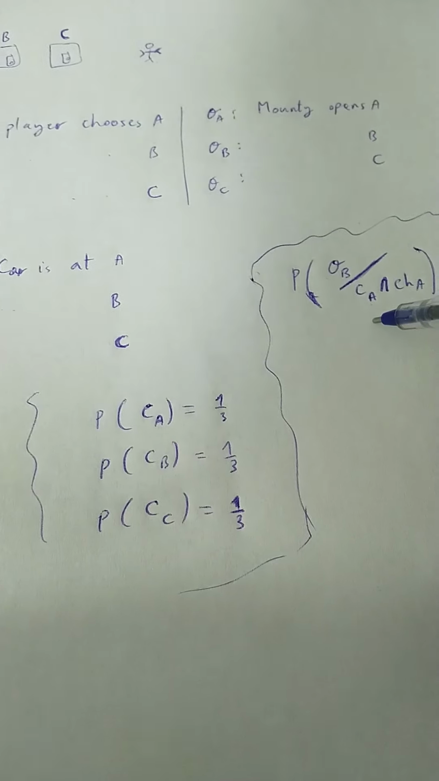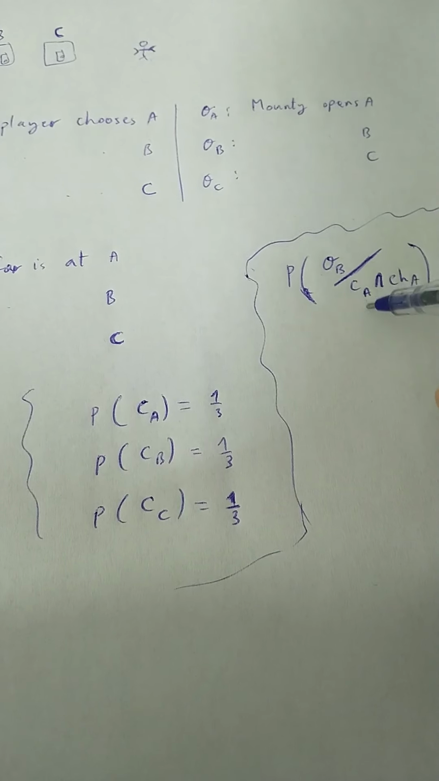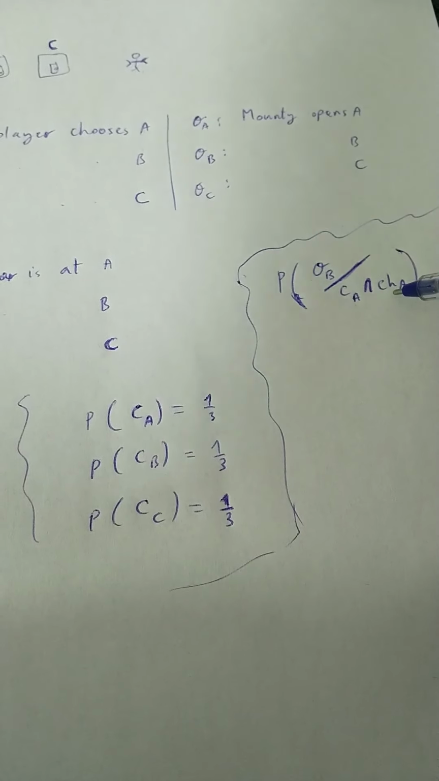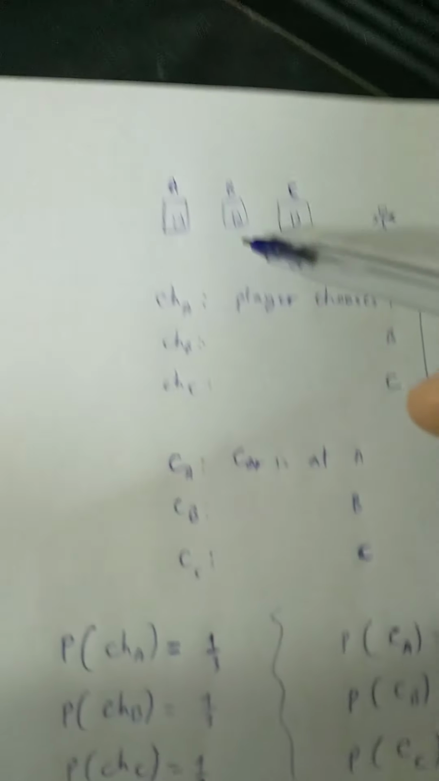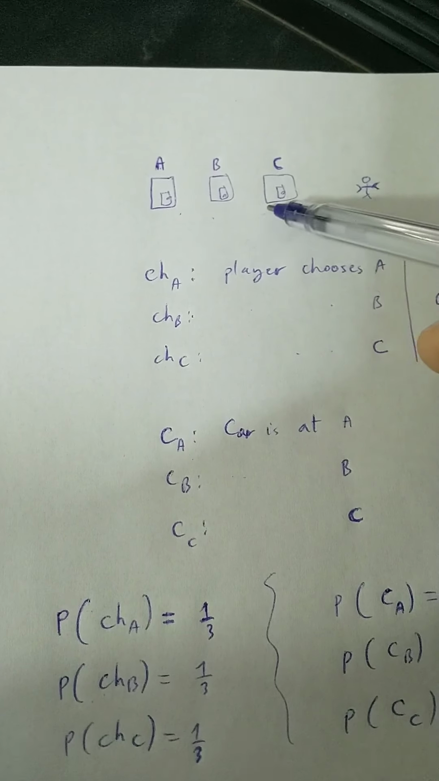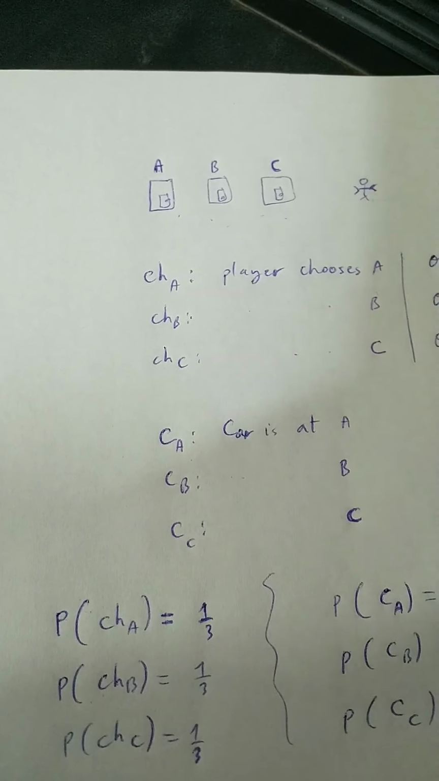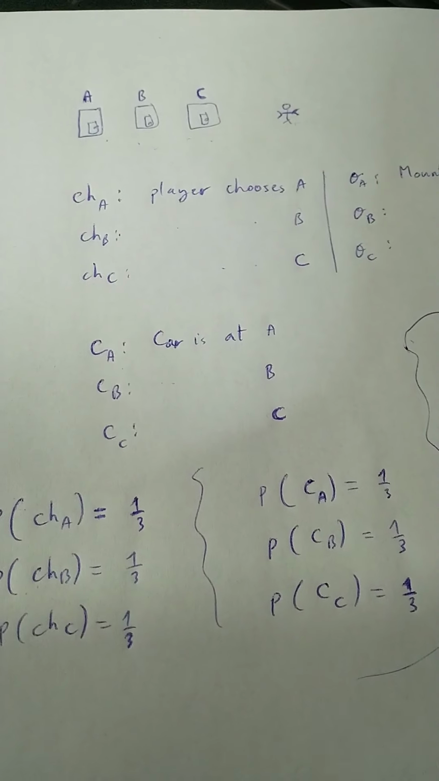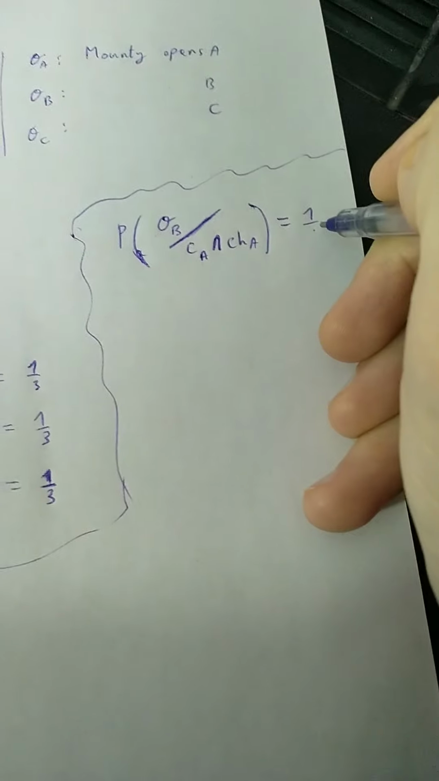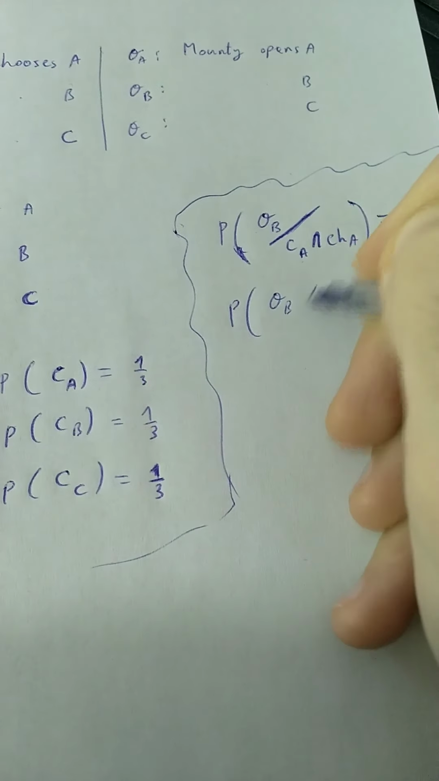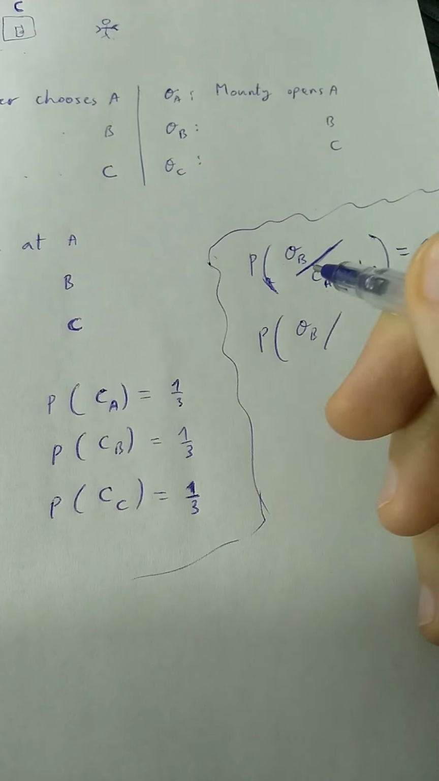You have firstly chosen the car. The car is at A, and you've chosen A. So Monty, what would he do? He can open any of these 2. This is the game. It doesn't matter. So it's now 1/2. And what is the probability that Monty opens B?